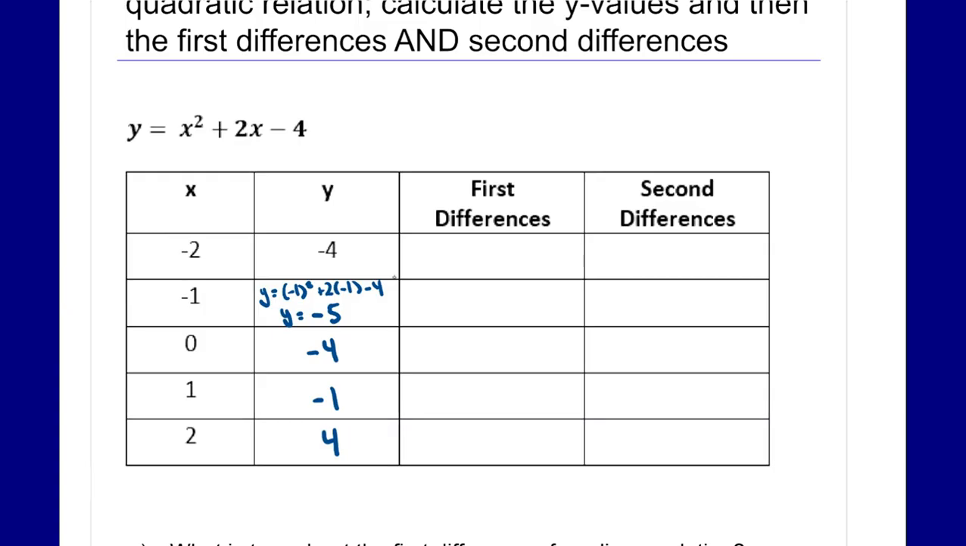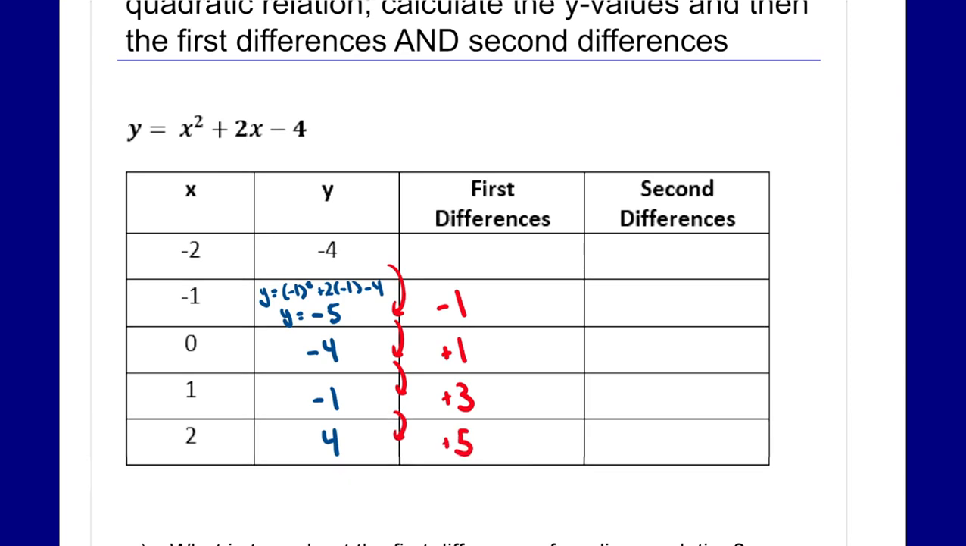So we're going to go through and look at the first differences. It's going to be the same thing that we did in the last one. Look at what the y values are changing by. The x values, I can already see they're going up by an even amount every time. They're all going up by 1s. So for the first differences I'm looking at the y values. From -4 to -5, that is a change of -1 because we go down 1. From -5 to -4, that is a change of +1. I'm going up 1. From -4 to -1, that is a change of +3. And from -1 to +4, that is a change of +5.